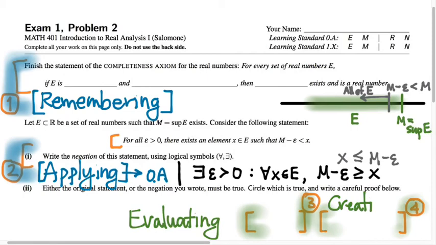So just this one problem on the exam is having you do a lot of different kinds of thinking at different orders, right? It's having you do some lower order thinking, the remembering and the applying bits at the beginning, and then we shift gears into the higher order thinking where you have to make a judgment between two statements on which one is true, and then you have to do the creative process of writing a proof.